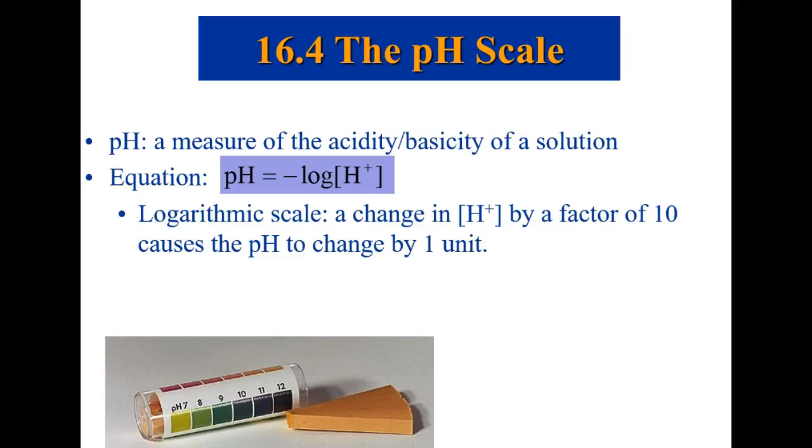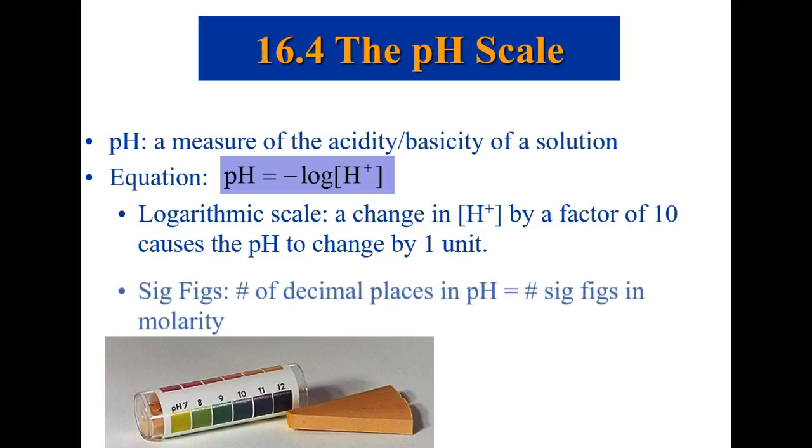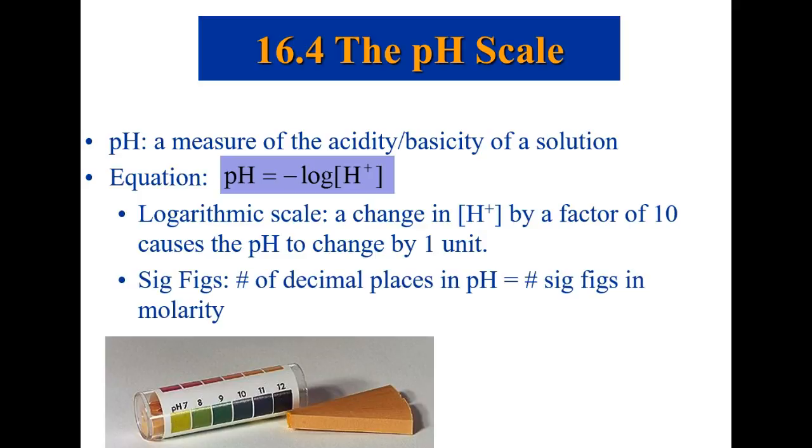This logarithmic scale requires us to use a little bit different sig figs than we are used to. And the rule is for logs, the sig figs is determined by the number of decimal places in your pH. However many decimal places are in the pH has to be equal to the number of the sig figs in the molarity. And we'll talk about this as we start actually doing some calculations.